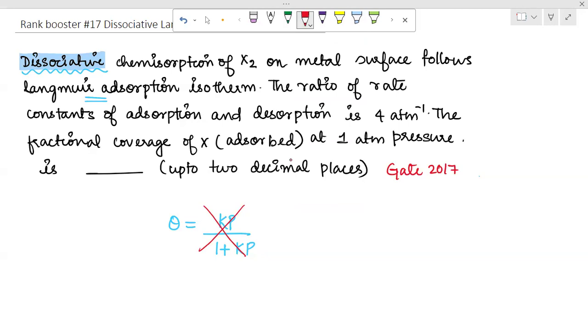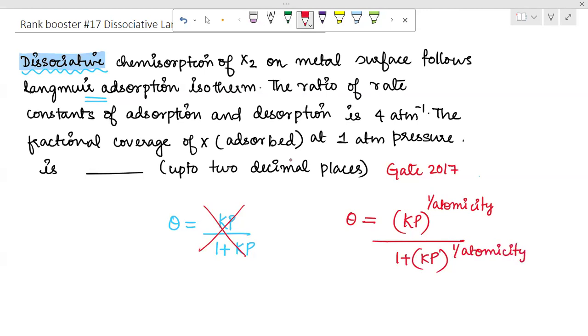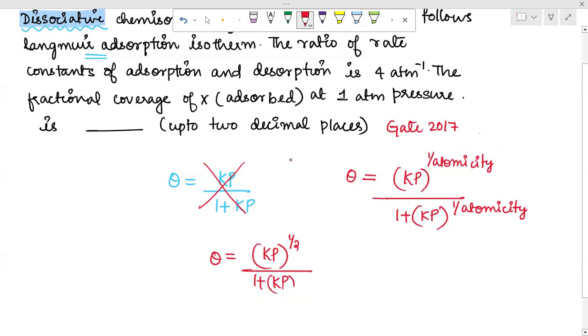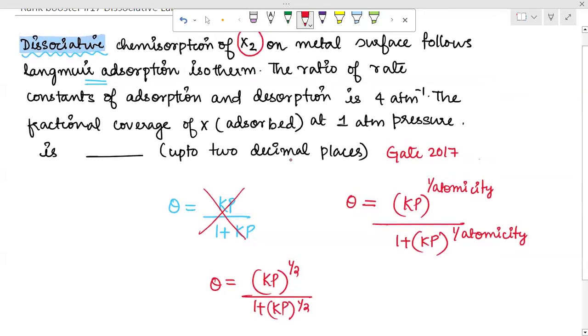Okay, so if it is particularly mentioned that it is dissociative, then our equation turns out to be theta is equal to Kp to the power 1 by atomicity, divided by 1 plus Kp to the power 1 by atomicity. So this is how it looks. Here the gas given is X2, it is diatomic. So our equation will be theta is equal to Kp to the power 1 by 2 divided by 1 plus Kp to the power 1 by 2. This will be the equation that we will be using, or a rearranged form of the same.